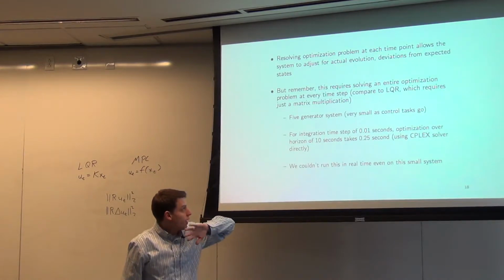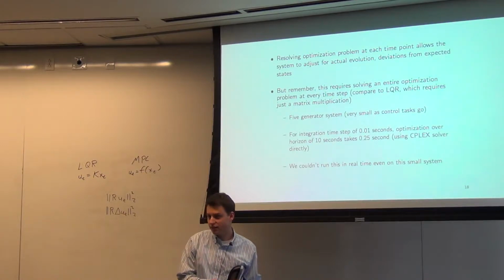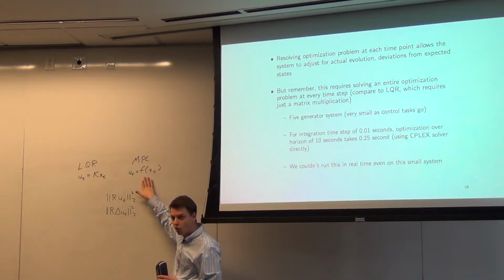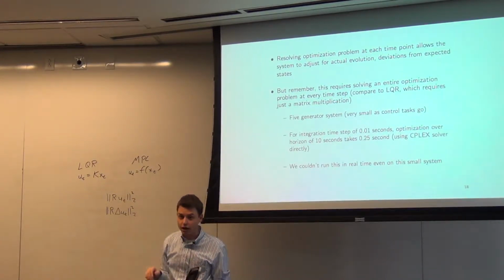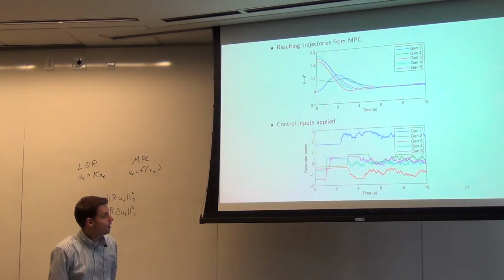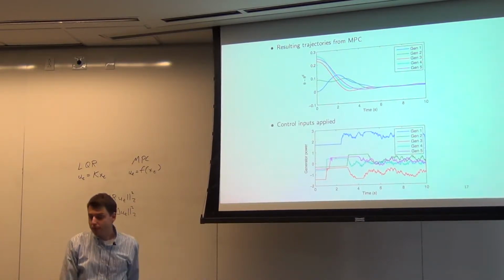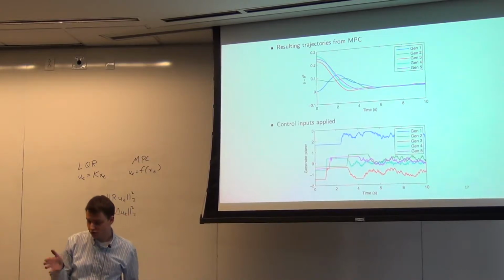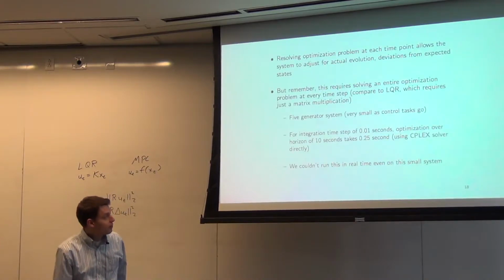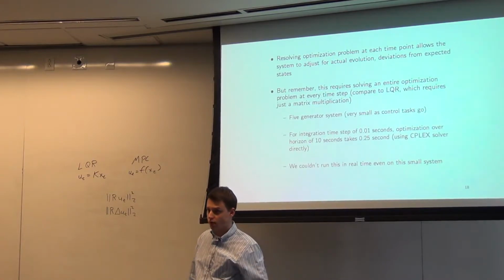Now, a big problem here, admittedly, is that this is not a simple task. To compute this effective function for MPC requires that we solve a big optimization problem every single time. So for example, in this last plot here, I used an integration time step of 0.01. So there's 100 intervals per second. That means an optimal horizon of 10 seconds, right?